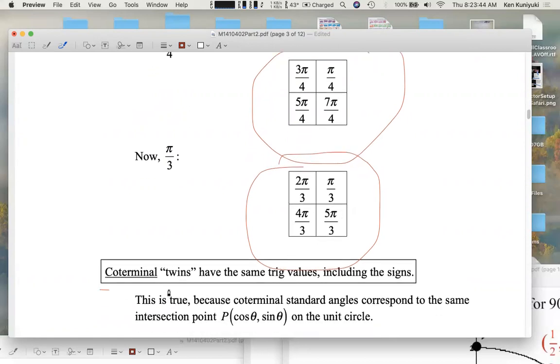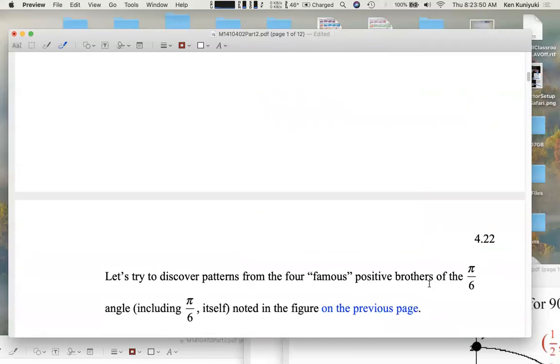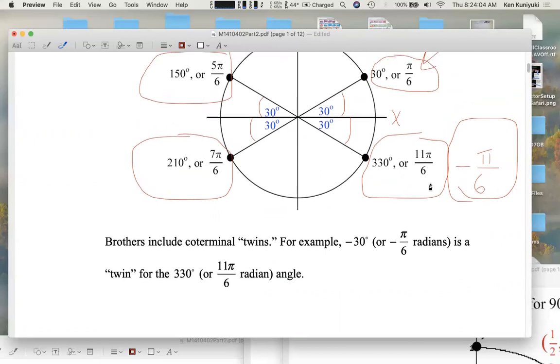Now, coterminal twins have the same trig values, including the sines. So, for example, 11 pi over 6 and negative pi over 6 will have the same sine values, cosine values, tangent values, and so forth, including the sines, positive and negative. Again, for brothers, we have the same values in absolute value, but the signs may differ.